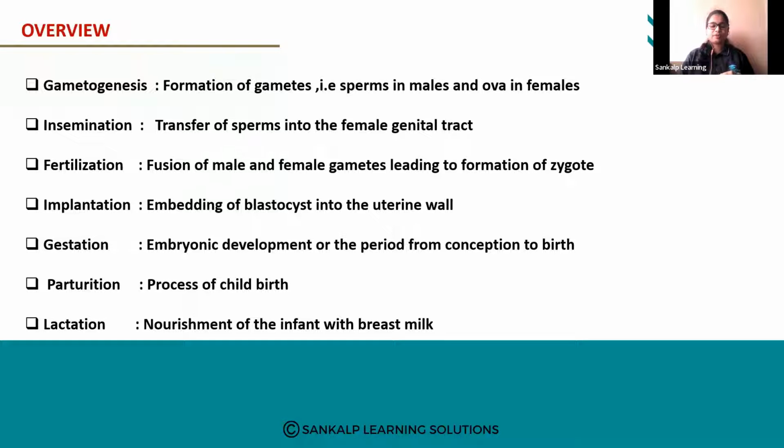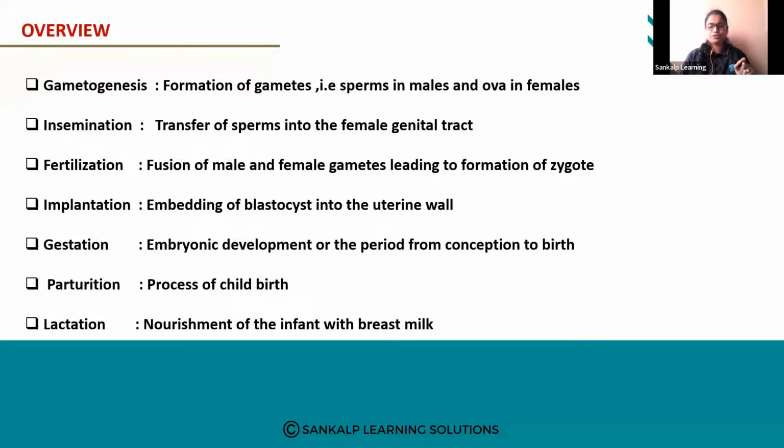Next we have lactation. Lactation is also included in the reproductive system. What is lactation? The nourishment of the infant with the breast milk. We are all mammals, and our main characteristic feature is possessing mammary glands. What is a mammary gland? These are the glands meant for lactation for the baby or offspring once it comes out of the mother's womb. So nourishment of the infant with the breast milk is termed lactation. So this is an overview of this chapter.